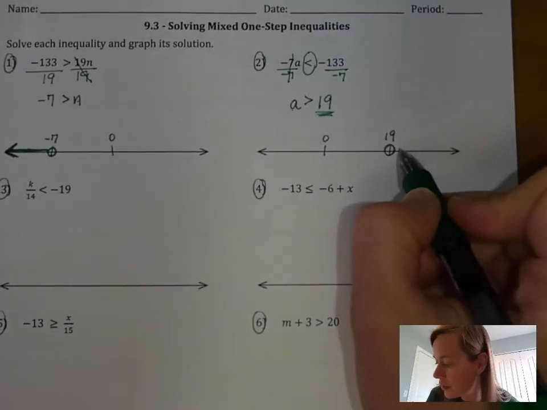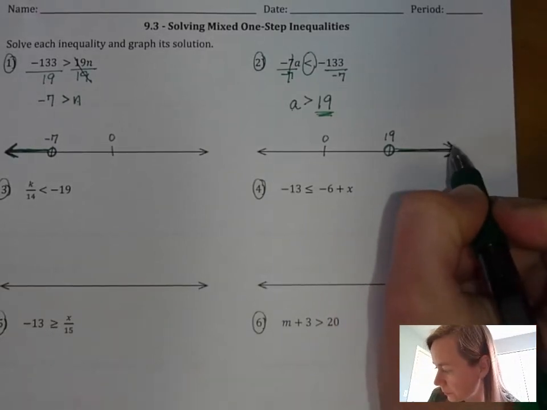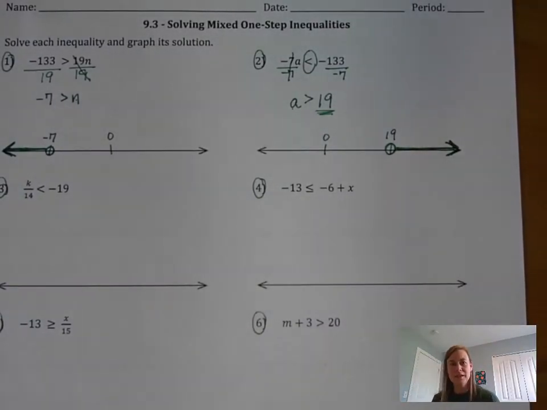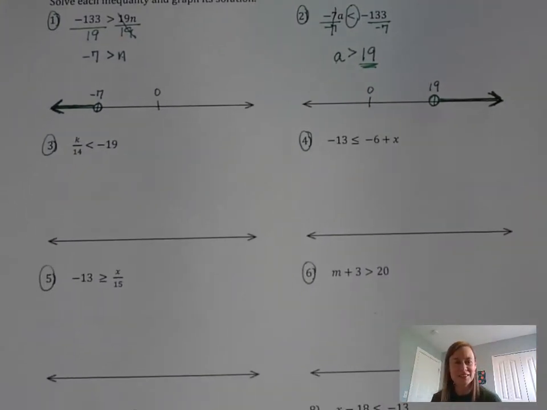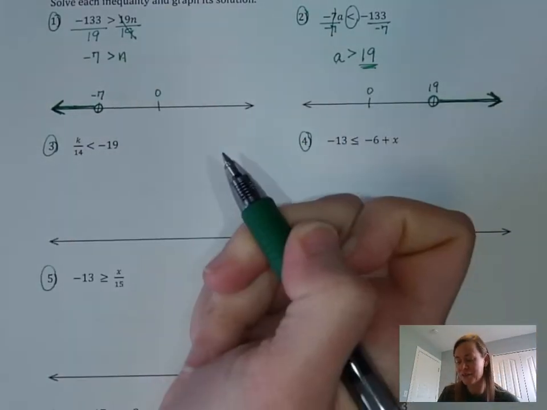The answers are bigger than 19, so they must live over here to the right, because that's where the bigger numbers are. So I'll draw my arrow to the right. Okie doke, there's number 2. We've got 4 left. Okay, we have k divided by 14 is less than negative 19.